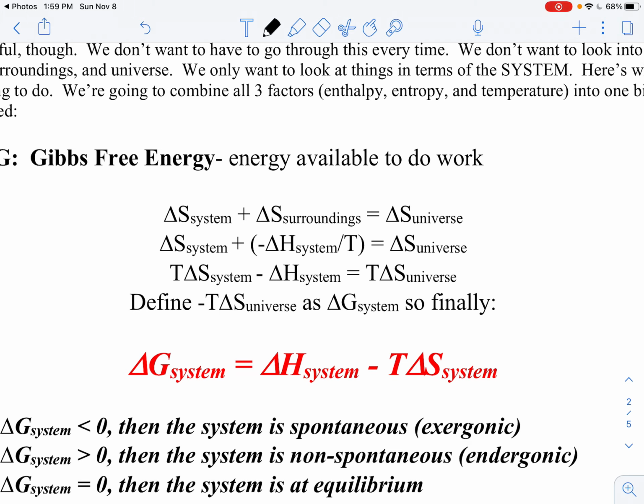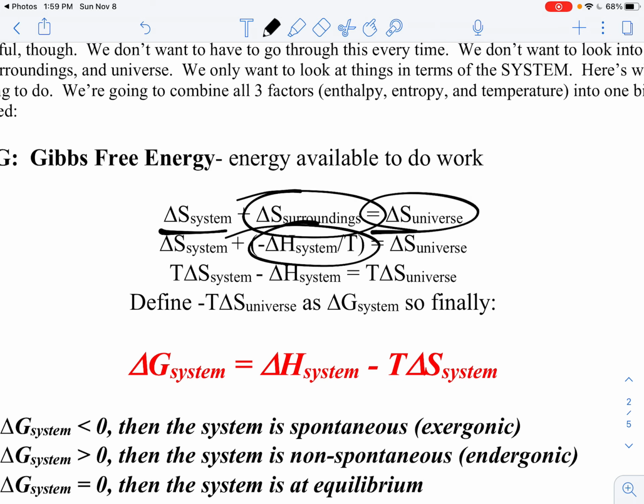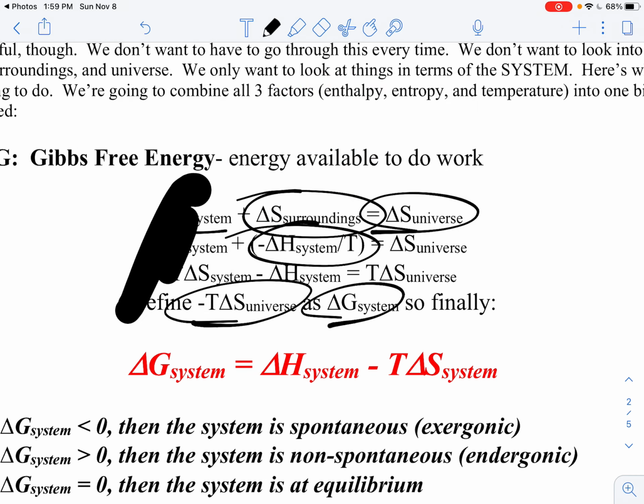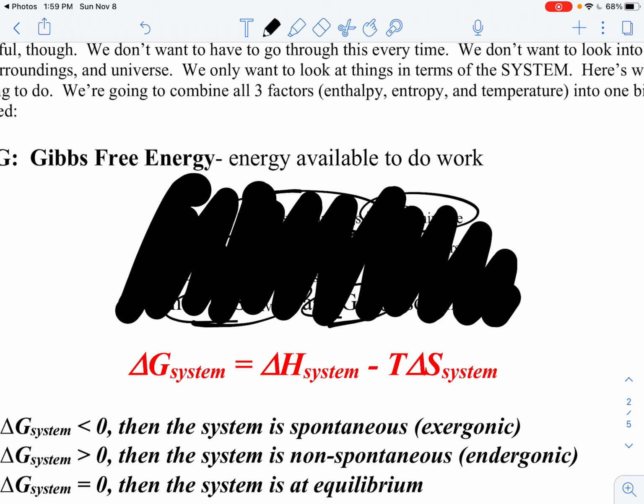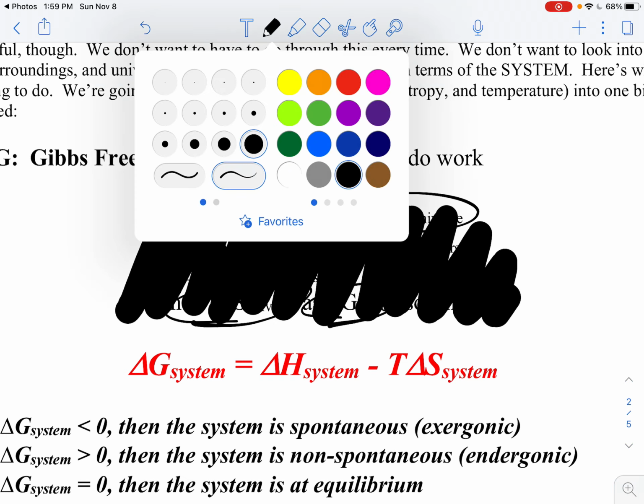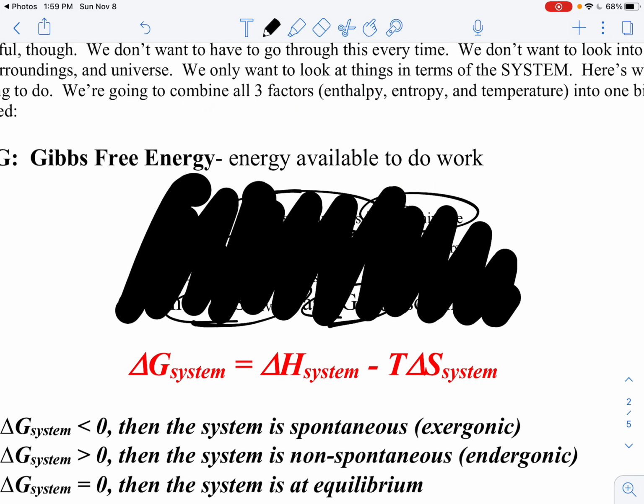Well, here's what we're going to do. If you want to walk through this, you can. The basic idea is that you're going to take the delta S of the system and the delta S of the surroundings and create delta S of the universe, except that we're going to establish that the delta S of the surroundings is the opposite of the delta H of the system divided by the T, and then we're going to go through and define negative T delta S of the universe as delta G of the system. If you didn't follow any of that, don't worry about it. You don't have to, and none of it really ultimately matters. If you really want me to walk through that conversion, I'll be happy to do it.